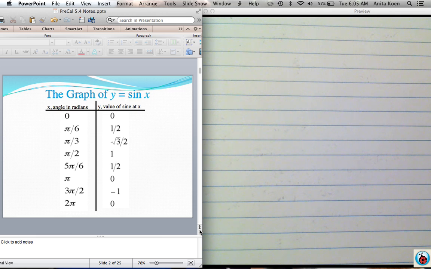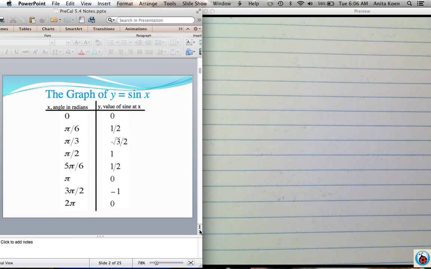So we're going to pick some of the angles that come from our unit circle because we know the values of the sine of those angles. So we're going to pick 0, and the sine of 0 is 0. We're going to pick pi over 6 because we know that the sine of pi over 6 is 1/2. We're going to pick pi over 3 because we know that the sine of pi over 3 is the square root of 3 divided by 2. We're going to pick pi over 2 because we know that the sine of pi over 2 is 1.